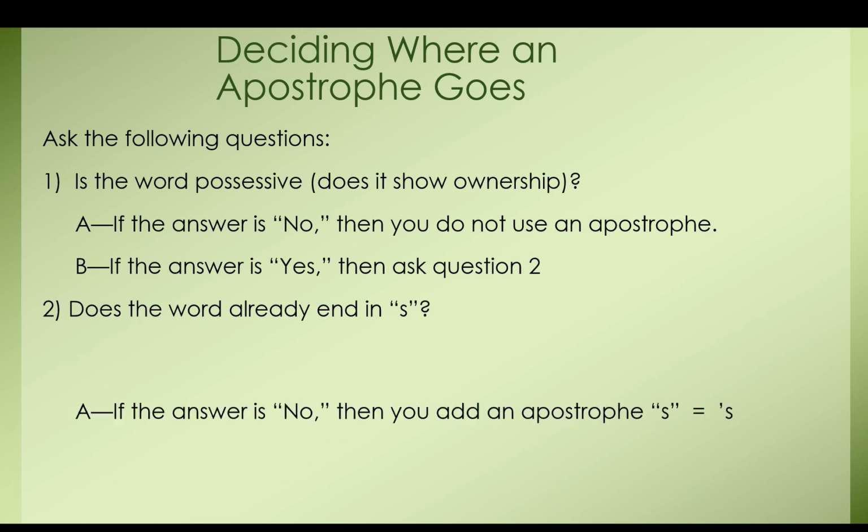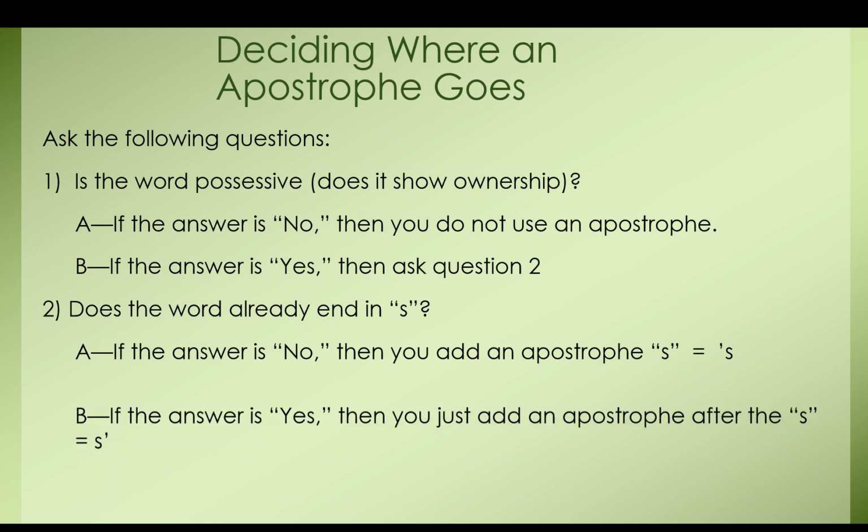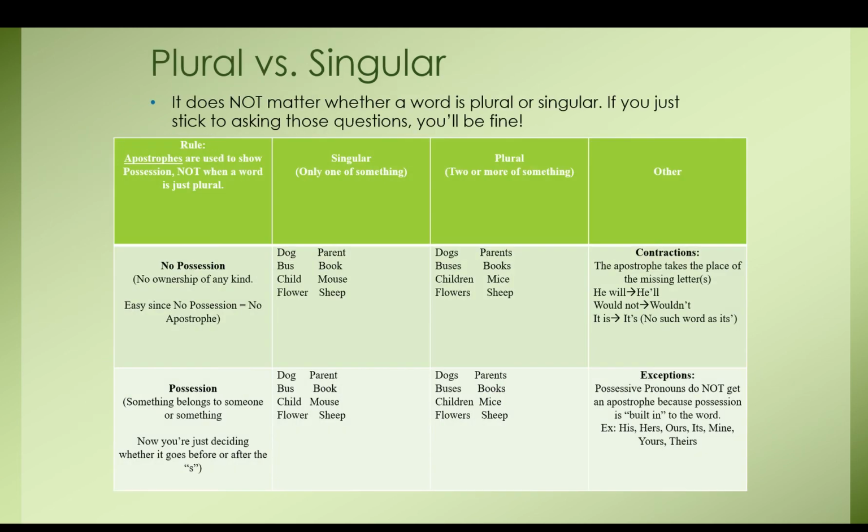If the answer is no, the word does not already end in S, then you're going to add an apostrophe S to it. If the answer is yes, the word already does end in S, then you just add an apostrophe after the S. So it would look like S apostrophe. So remember, it does not matter whether a word is plural or singular. If you stick to asking those questions, you'll be fine.